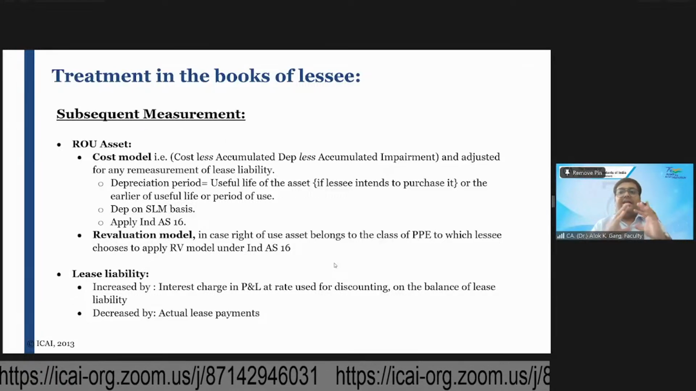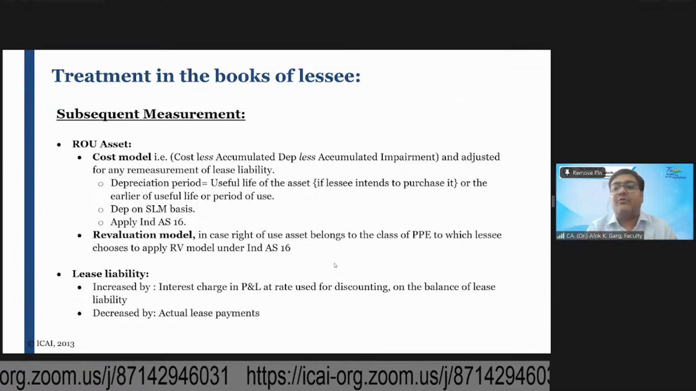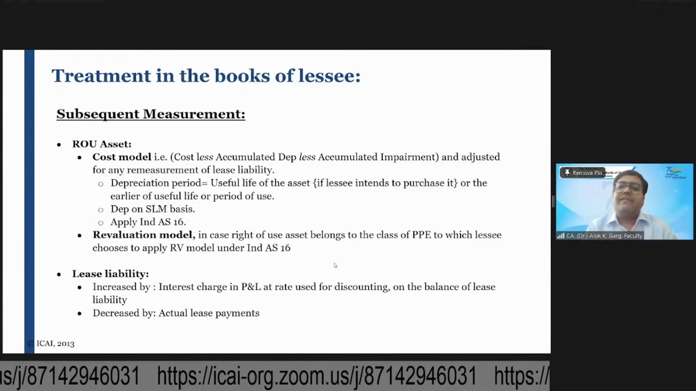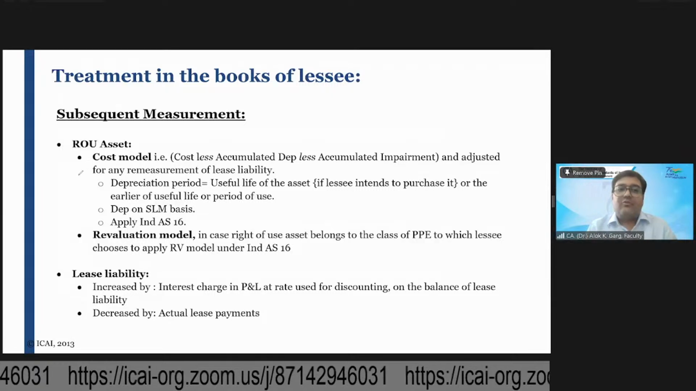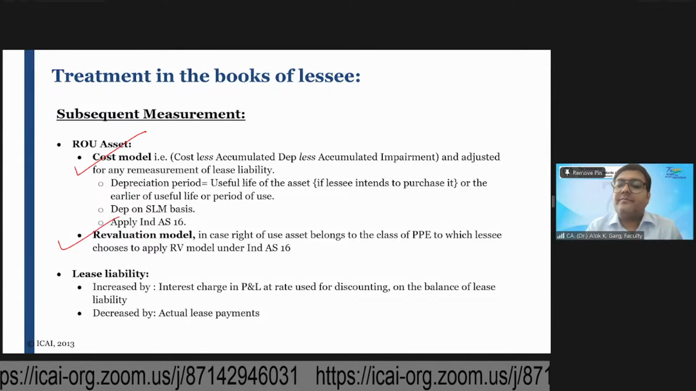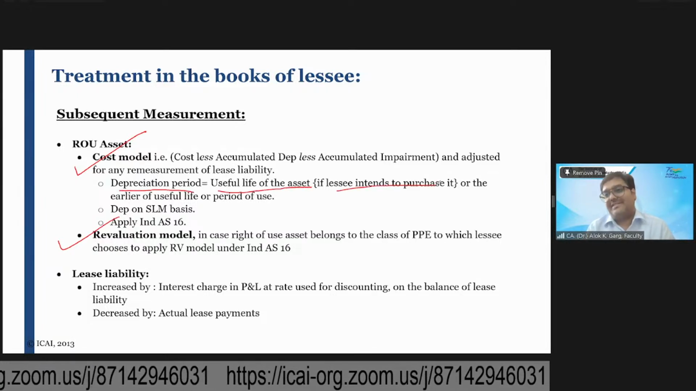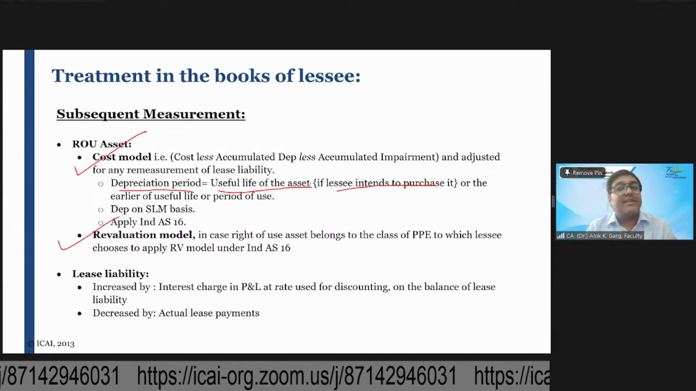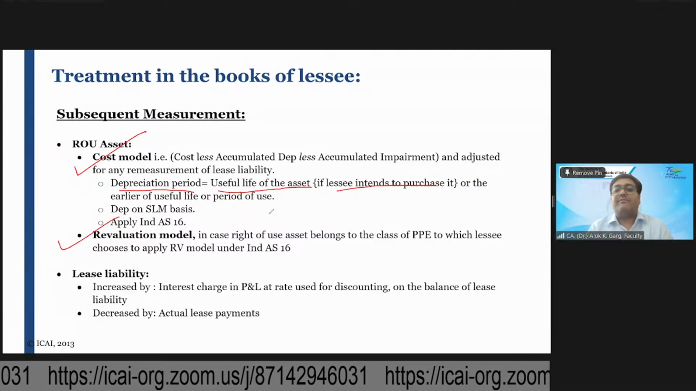Friends, I have already discussed how to compute right of use asset, how to compute lease liability, what is the accounting entry, how to depreciate right of use asset, how to amortize a lease liability, and how to put the interest cost on that. We have already discussed that in the subsequent measurement. The standard says that you have to see whether you are applying cost model or revaluation model. If you are applying a cost model, you have to depreciate over the useful life of the asset if the lessee intends to purchase it. Means if the purchase option is there, then you depreciate the right of use asset over the useful life, otherwise over the earlier of useful life or the period of use.